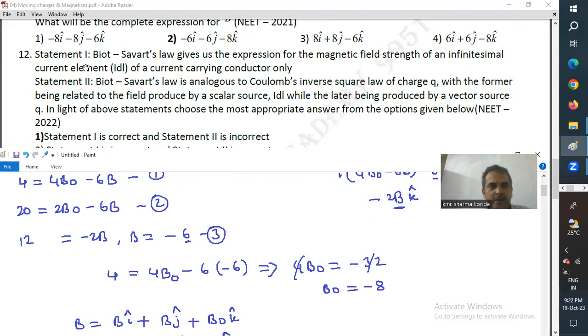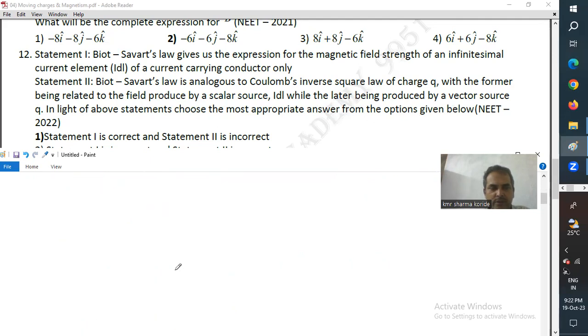Statement 1: Biot-Savart law gives us the expression for the magnetic field strength of an infinitesimal current element, that is I dl, of a current carrying conductor only. Second statement: Biot-Savart law is analogous to Coulomb's inverse square law of a charge, with the former being related to the field produced by a scalar source, I dl, while the latter being produced by a vector source, Q. In light of these statements, choose the most appropriate answer from the options given below.